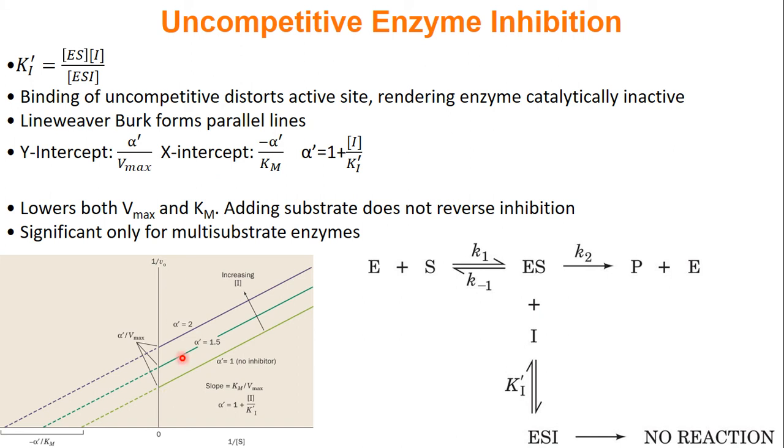So that is classic uncompetitive inhibition. Why we get these parallel lines is that in uncompetitive inhibition, both Vmax and Km are decreasing. And you can't reverse this by adding more substrate because it takes out enzyme substrate complex. So if you are looking at a Lineweaver-Burke and you get parallel lines, that's uncompetitive.